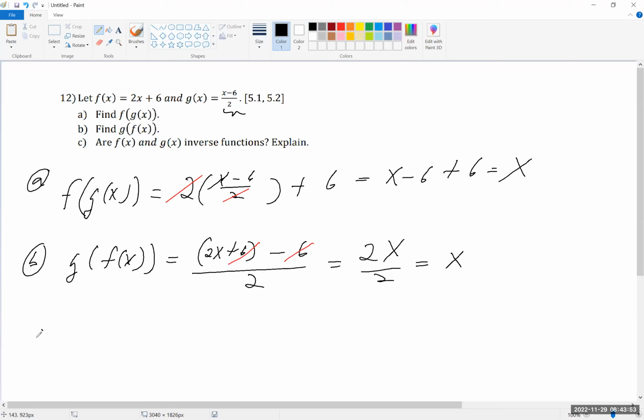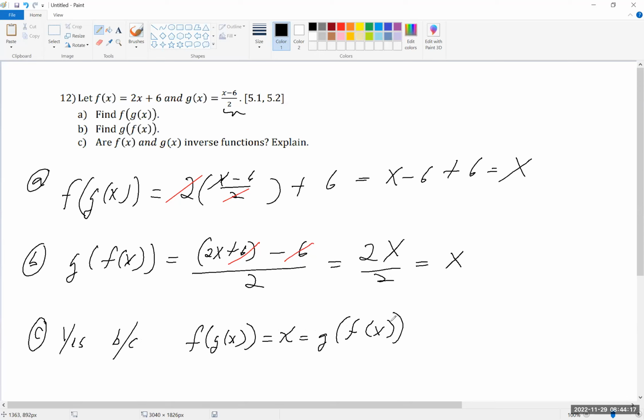And so the answer at the end is that yes, because f of g of x is equal to x, which is equal to g of f of x. So there's a rule. Can't remember if it's a rule or a theorem, but if f of g of x is x and g of f of x is x, then they are inverses of each other. So that's it for that one. That's all you have to do.